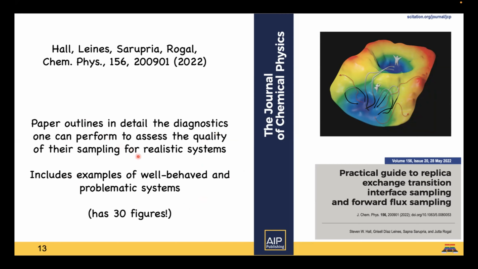So I will say that if you are planning to work on these methods, we recently wrote this practical guide, which goes over all of these diagnostics, where you can assess the quality of sampling for more realistic systems where we don't know the right answer, for replica exchange, TIS, as well as FFS. We've included examples of well-behaved systems as well as problematic systems. So, in the same plots of the grouping that I showed, we also have examples of what it looks like if your system does not behave well. So you get some ideas about that.